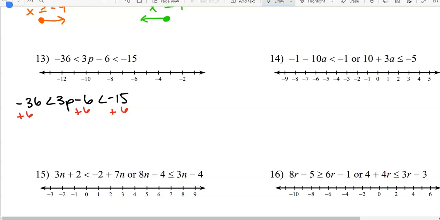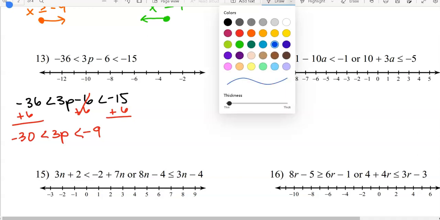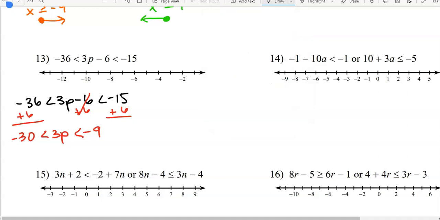We have a beginning point and an end point. They both get the plus 6. So that moves it out of the middle, and it moves it to both ends of my number line. So this side is now negative 30. And this side is now what? Was that negative 9? Yeah. Now I have a 3p in the middle. How can I move that 3? I would divide it by 3, right? I'm going to do it to everything.